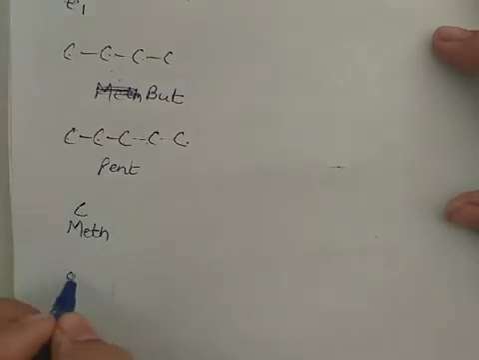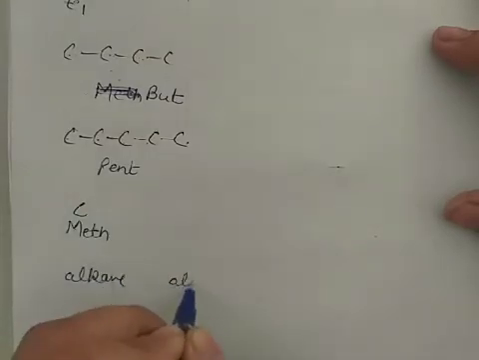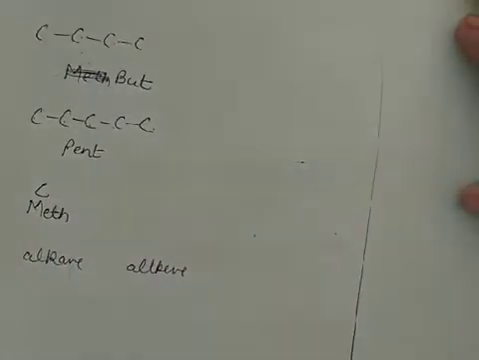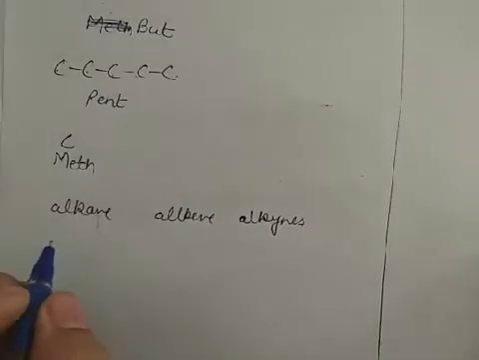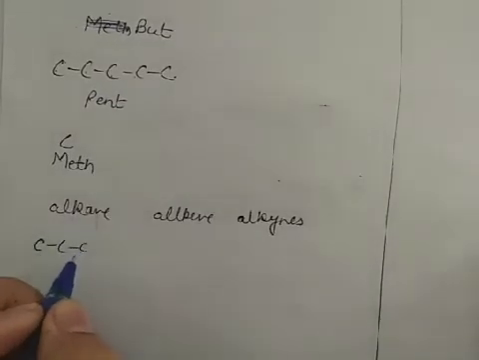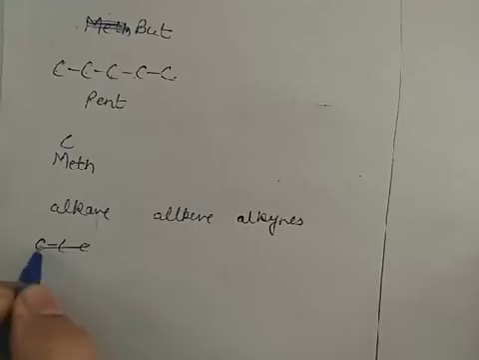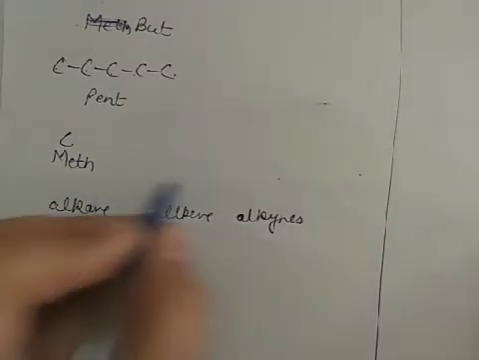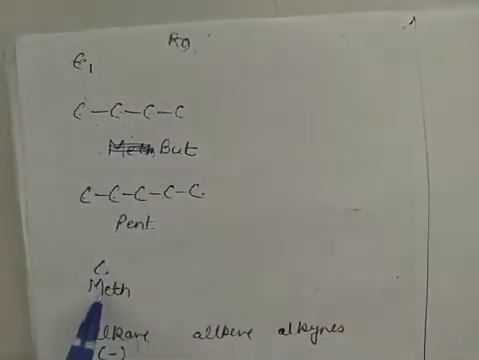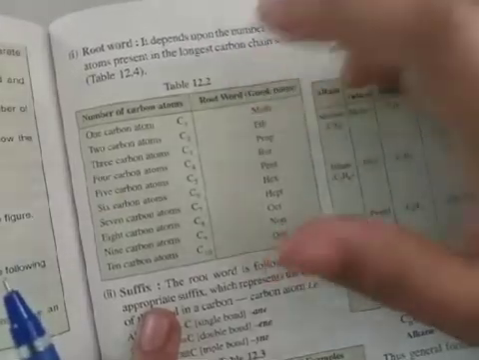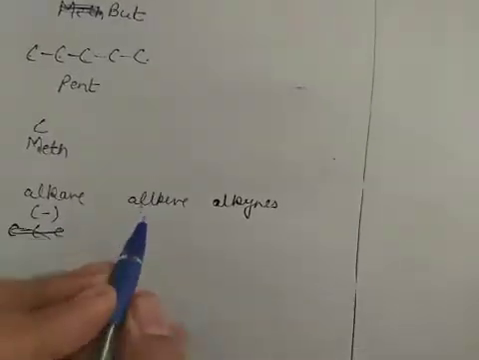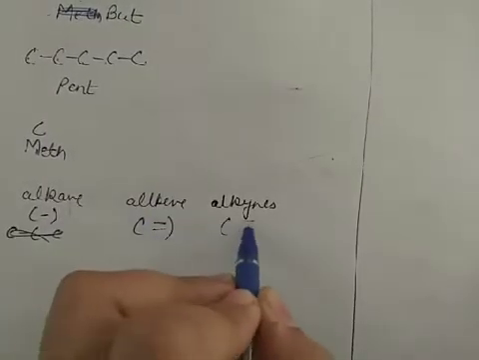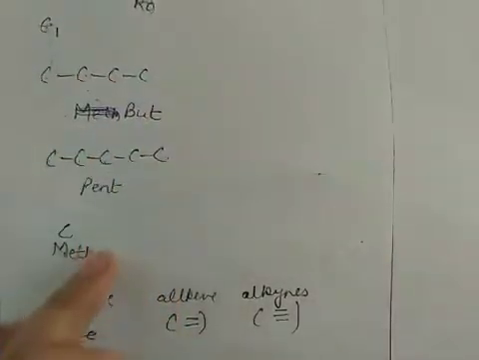Now we will study alkanes, alkenes and alkynes. Alkane means there is only a single bond between the carbon atoms. What you have to write in your notebook is this table. You will write alkane as single bond, alkene as double bond, alkyne as triple bond. Right?